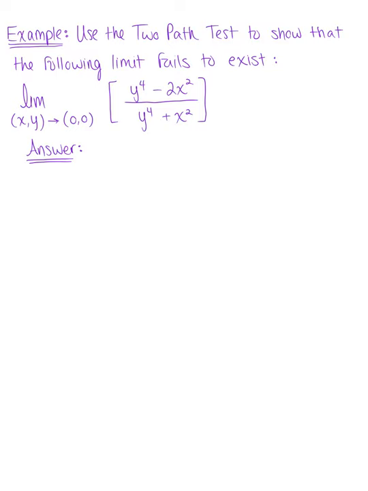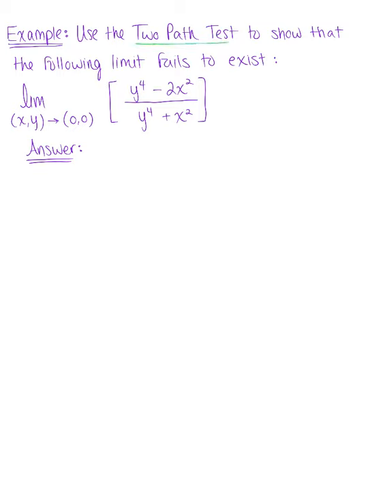Use the two-path test to show that the following limit fails to exist. We have the limit as (x, y) approaches the origin of (y to the fourth minus 2x squared) divided by (y to the fourth plus 2x squared). So our two-path test has 3 steps.